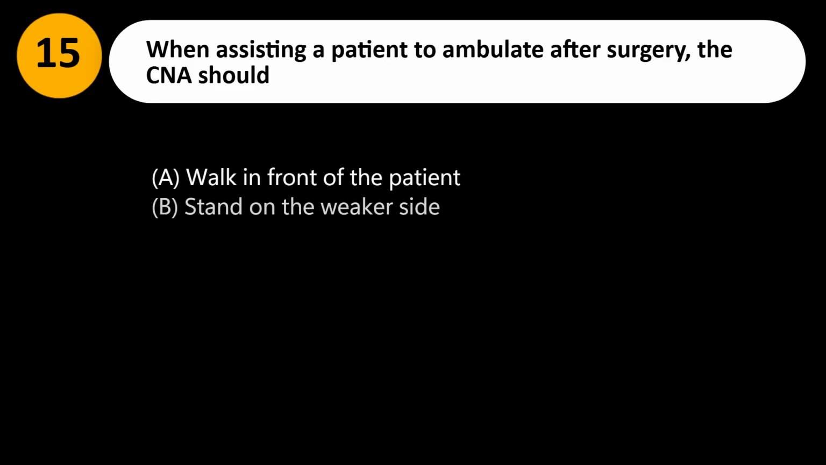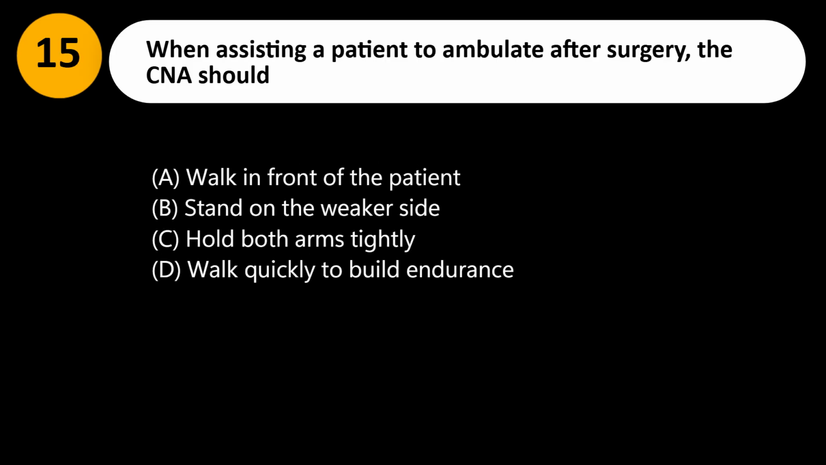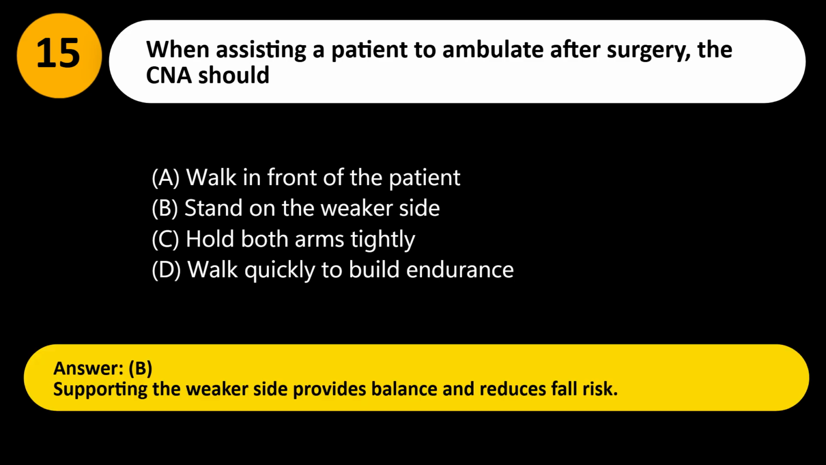When assisting a patient to ambulate after surgery, the CNA should A. Walk in front of the patient. B. Stand on the weaker side. C. Hold both arms tightly. D. Walk quickly to build endurance. Answer: B. Supporting the weaker side provides balance and reduces fall risk.